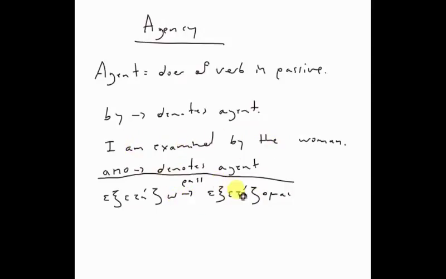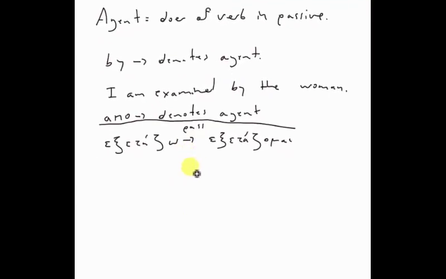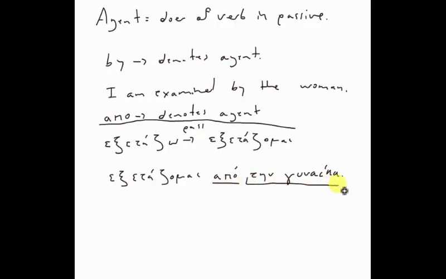If we translate this into Greek using our exetazome, we say exetazome apo, and apo takes the accusative, apo την γυναίκα. I am examined by the woman. Εξετάζομαι από την γυναίκα. So this is our agent denoter, and this is our agent, aka the doer of the verb.